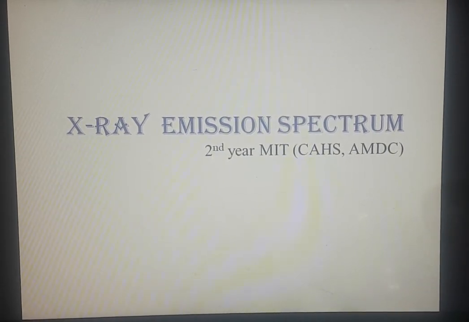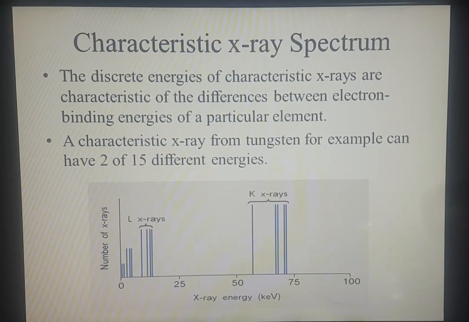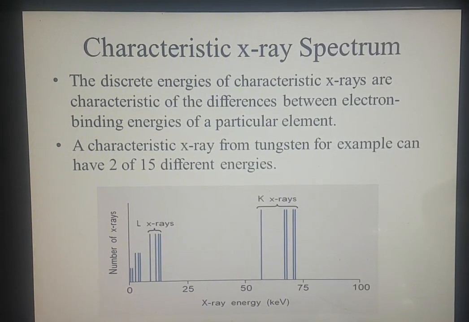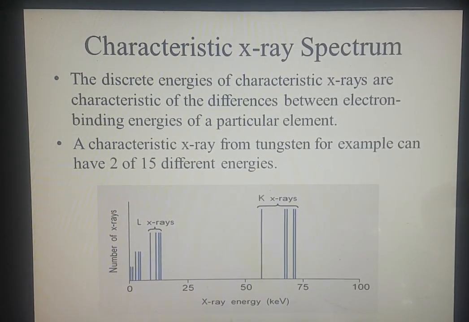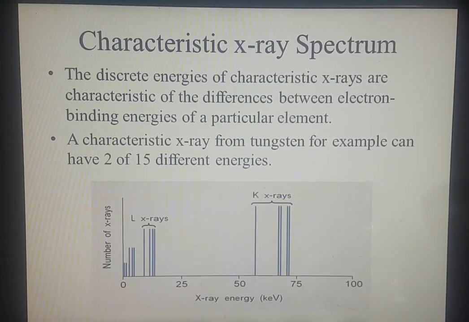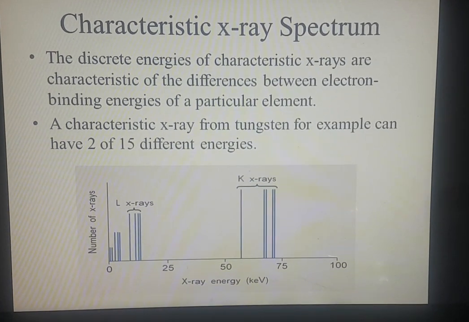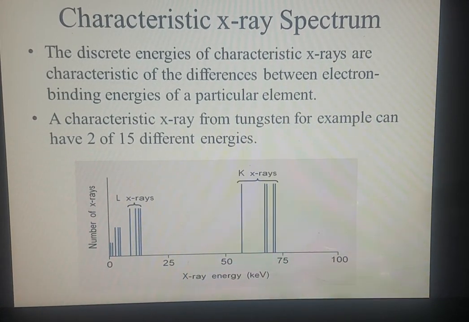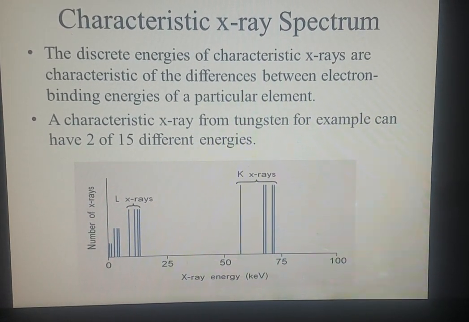Now let's talk about the characteristic X-ray spectrum. You can see that it has a pattern of line spectra having discrete energies, and we already know that these energies are characteristic of the differences between electron binding energies of a particular element. So if we consider tungsten as a particular element, we can look at the figure below, where the lines are presenting certain energy levels.